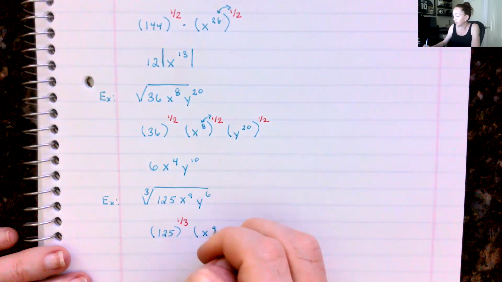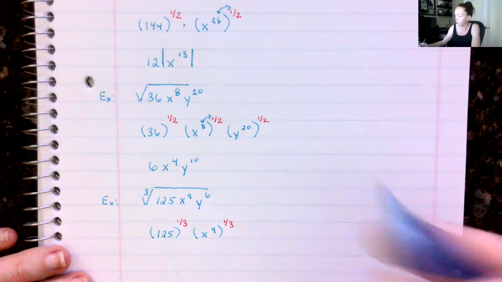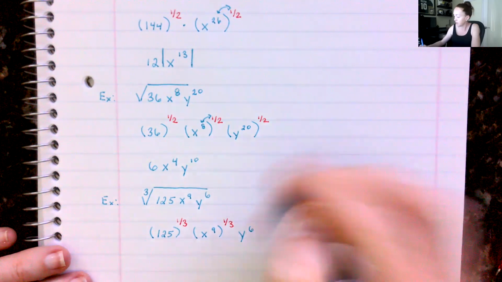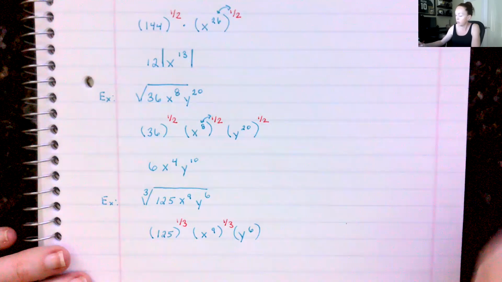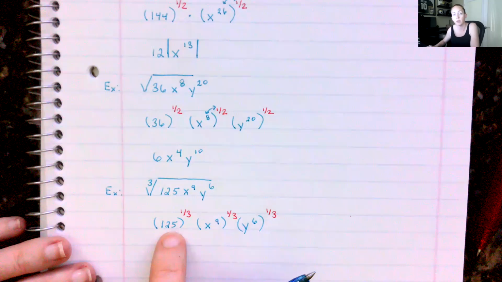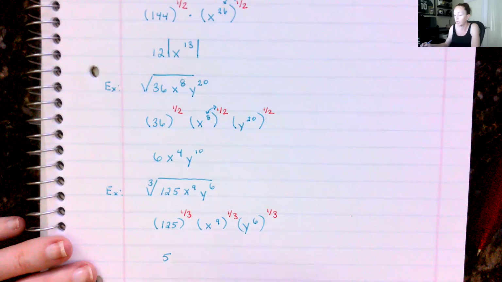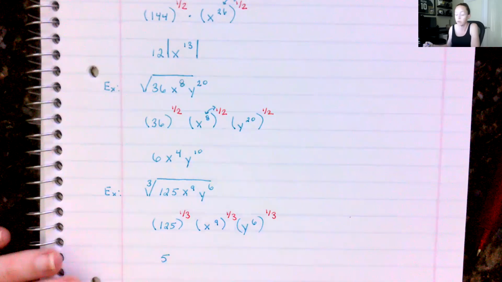This one will be x to the 9th, and then 1/3 for the cube root, and then y to the 6th to the 1/3 power. Okay. Your calculator will do this for you. Now, if you know your cube roots, you don't need to punch that in the calculator. If you know your cube root, this is going to be 5. Okay. 5 times 5 times 5 is 125.